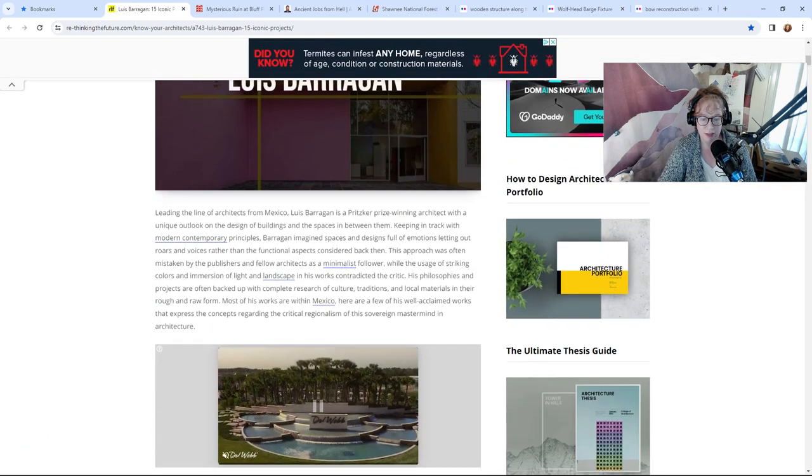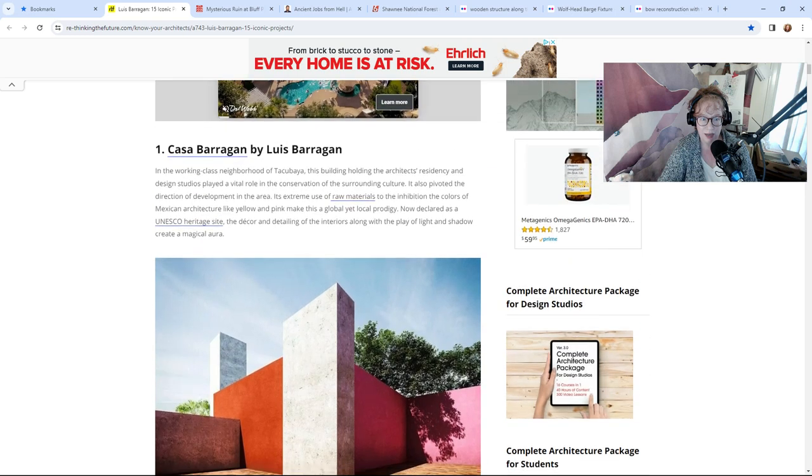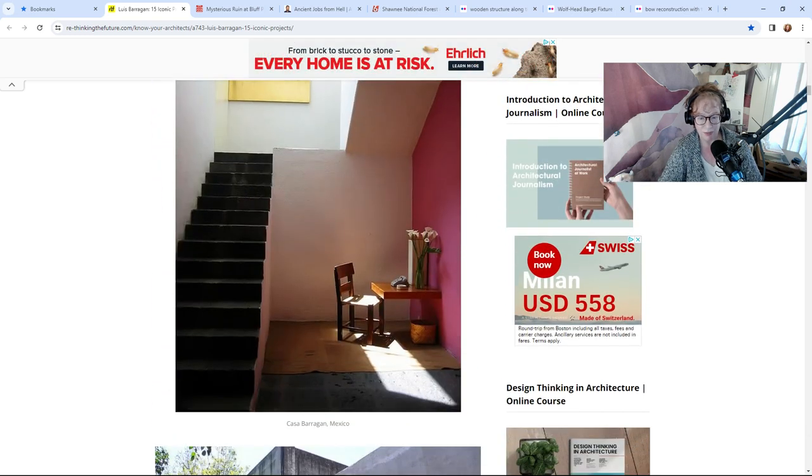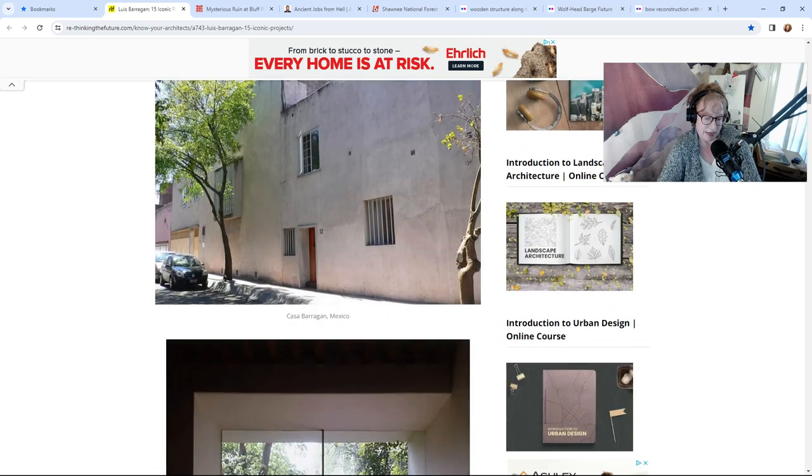Fifteen projects that Louis Barragán has done. We have the Casa de Barragán. These are just more pictures of his architecture because I like it so much. It's just eye candy.